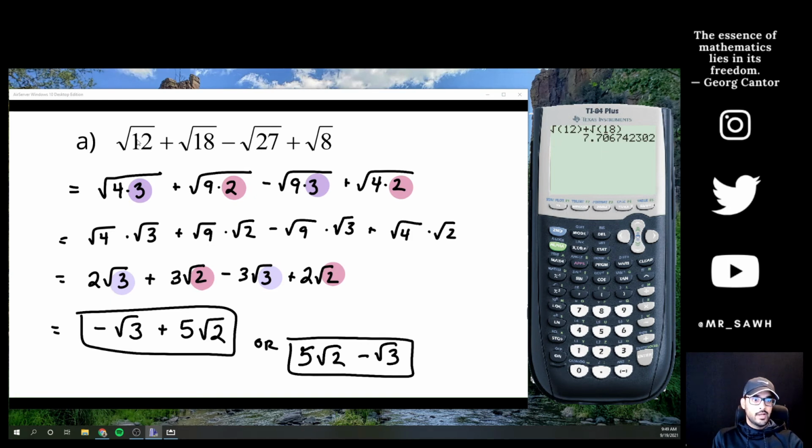Now, if I try to do the square root of 30, which is 12 plus 18. If you add those numbers together, you will not get the same thing. So you can't just add the numbers underneath. It's not the same. It doesn't work. If it did, those decimals would be the same. Okay, so mixed radicals first, then combine.